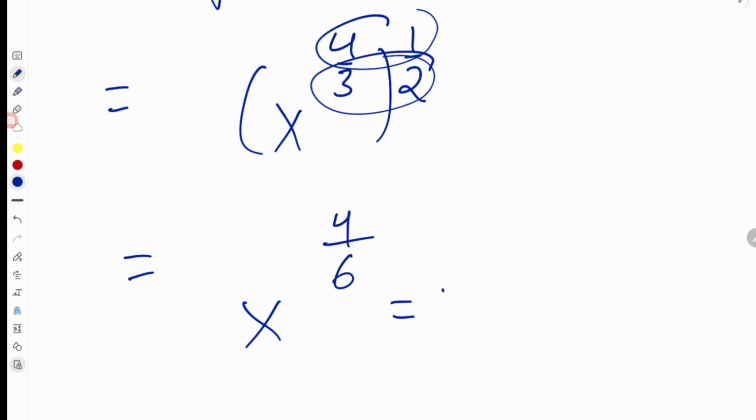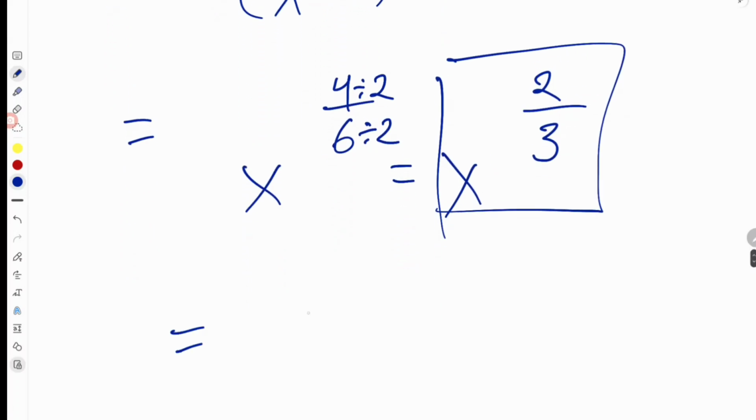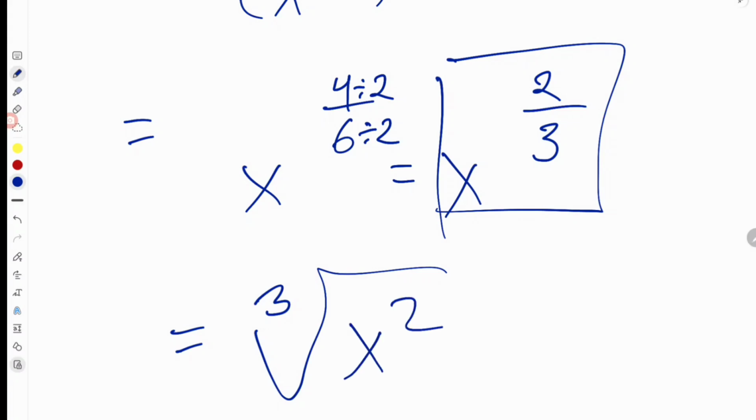We can reduce this fraction, so x is then raised to, so 4 divided by 2 is 2, and then 6 divided by 2 is 3. This is a form of the answer. We can also convert this into root form as the cube root of x quantity right there squared.